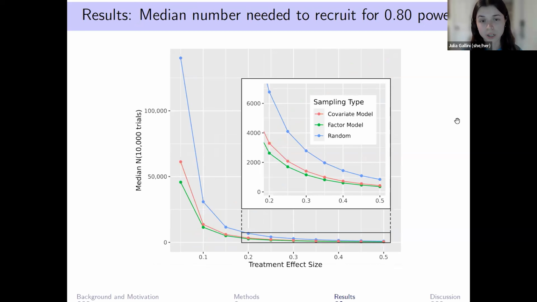So again, focusing on the zoomed in portion of the treatment effects between 0.2 and 0.4, we are seeing realistic numbers of participants that we would need to recruit using the factor model selection and the covariate model selection. And we are seeing a difference of several hundred participants between those green and red lines, despite the scale of the y-axis making them look pretty similar.